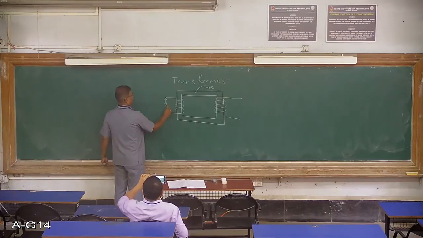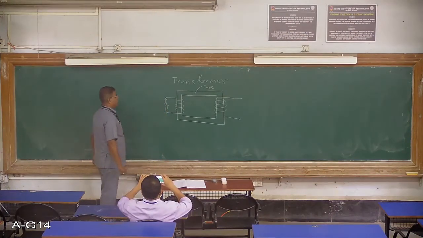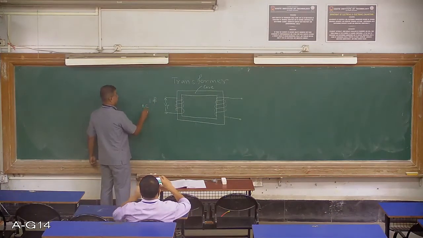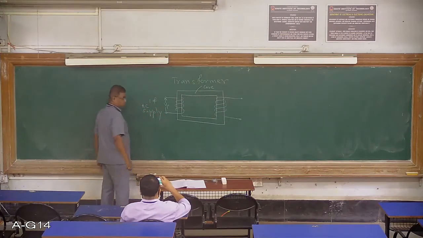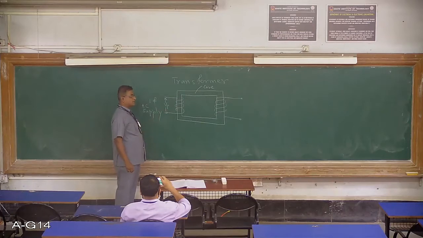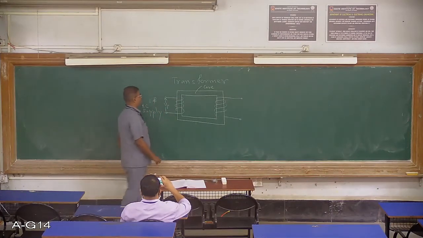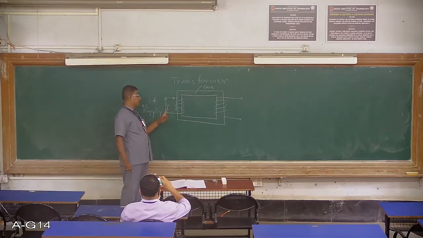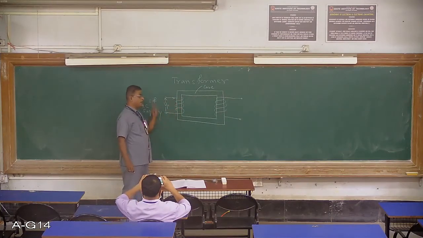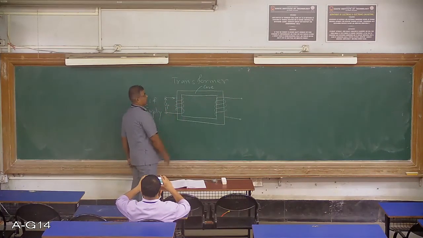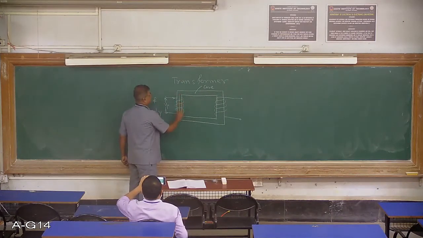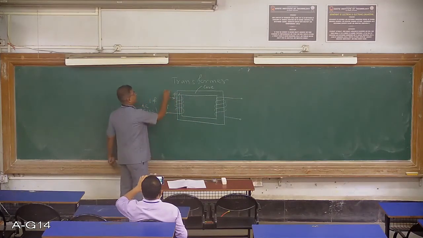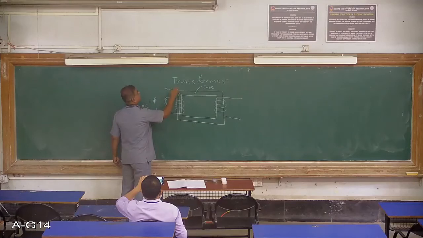When we apply the voltage to the primary winding, that is a single phase AC supply, the primary voltage, let us call it VP, this voltage will create a current in the primary winding, and whenever current flows in the primary winding, due to the magnetic effect of current, a magnetic flux is produced, and that flux is phi, that is magnetic flux.